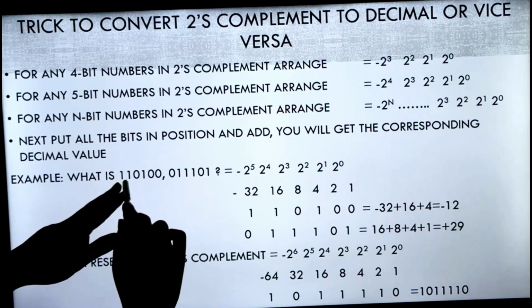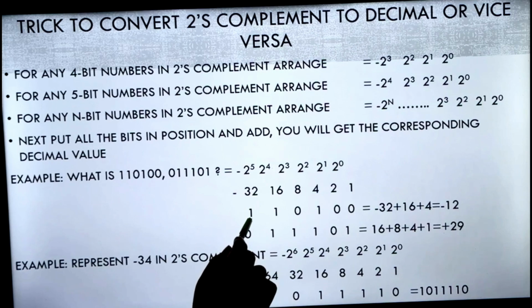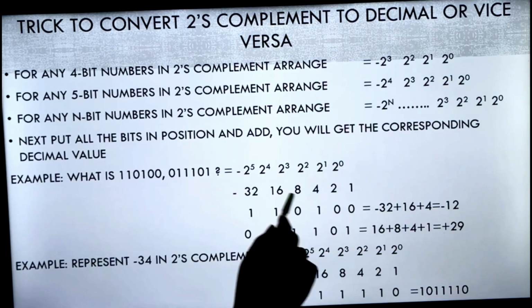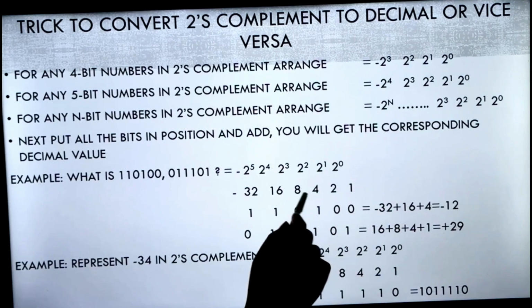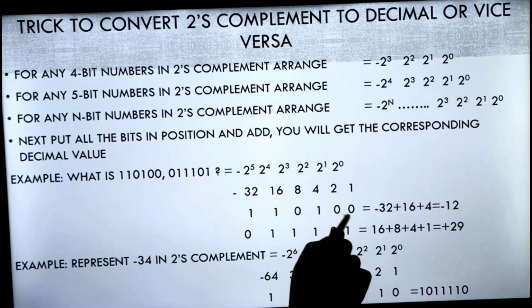So what do we have? 110100. Now check the positions. What you have here? Minus 32 into 1, so minus 32, 16 into 1 is 16, 8 into 0 is 0, 4 into 1 is 4, 2 into 0 is 0, 1 into 0 is 0.